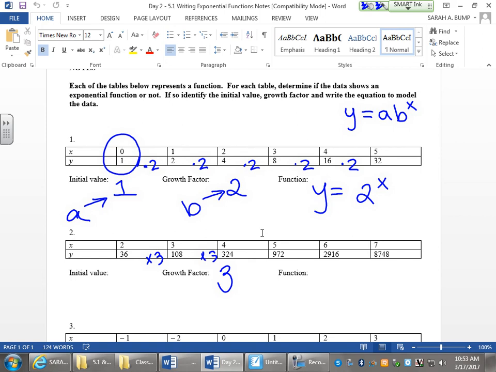And to work backwards, instead of multiplying by 3, what do we have to do? Divide by 3. So if the x value is 1, and I divide 36 by 3, the y value would be 12. And if I go back again for an x value of 0 and divide the 12 by 3, what will we get for a y? 4. So what's the initial value? 4. Therefore, our equation is going to be y equals 4 times 3 to the x.